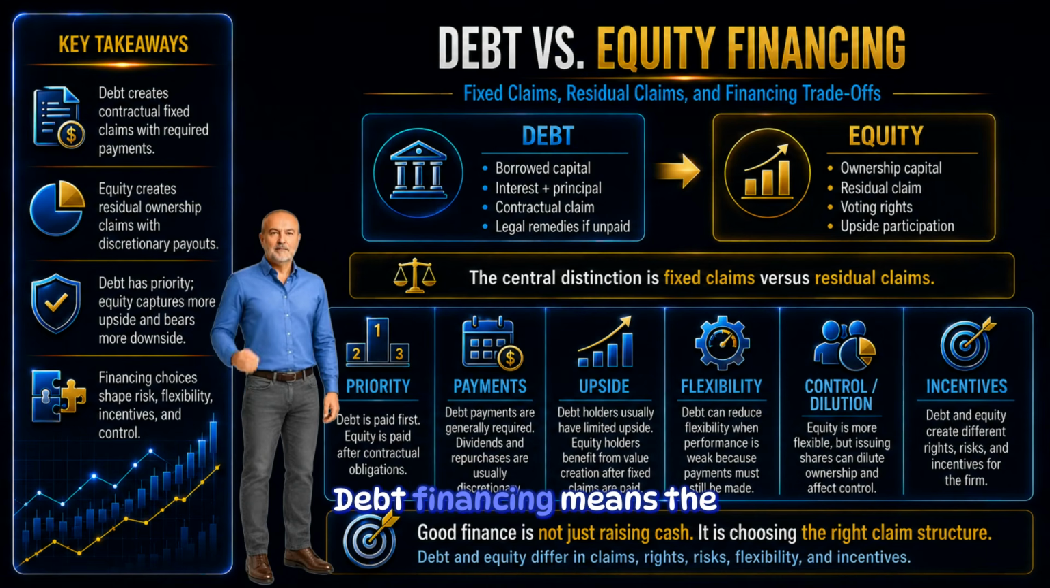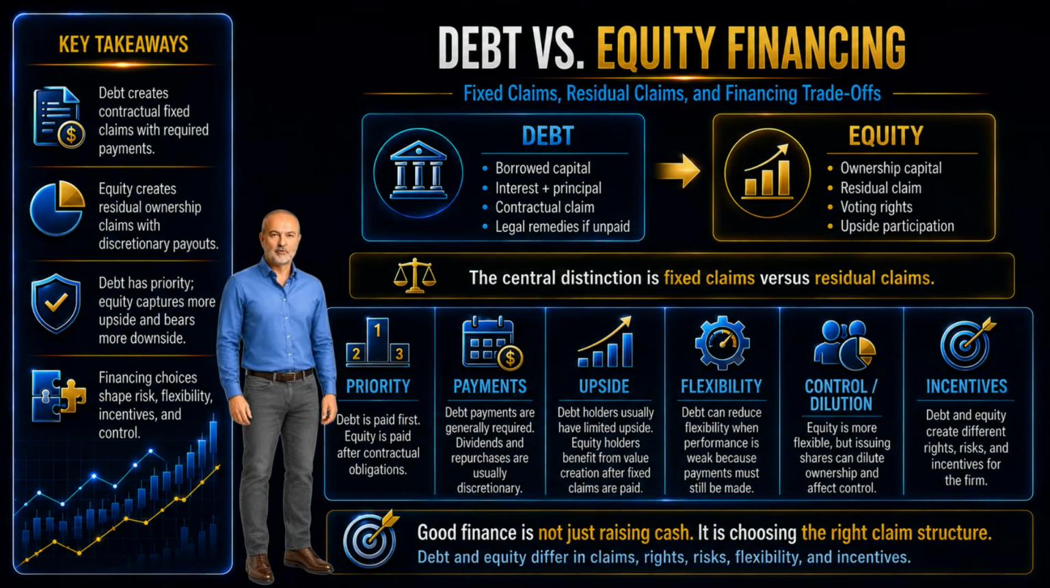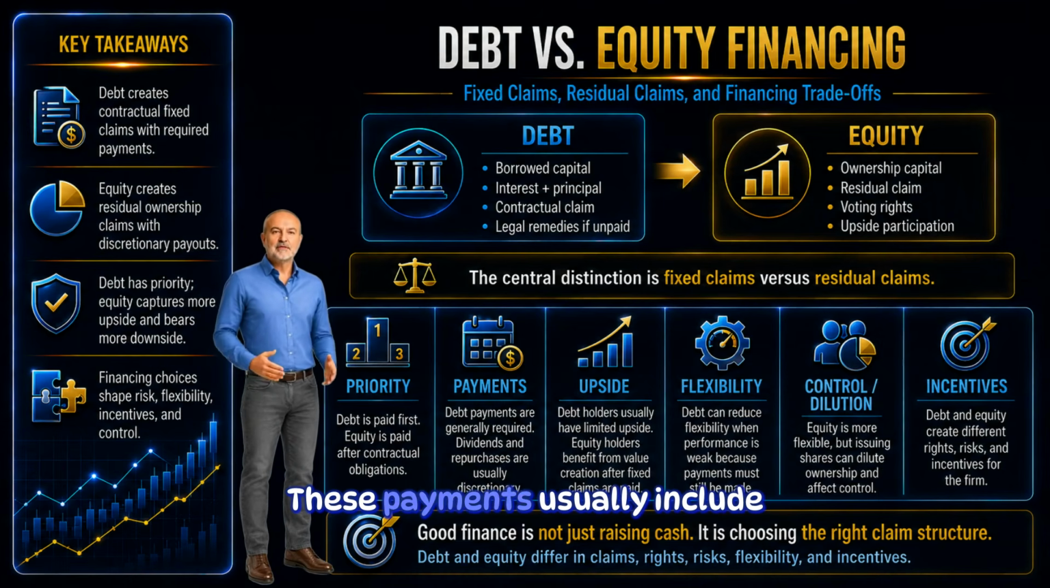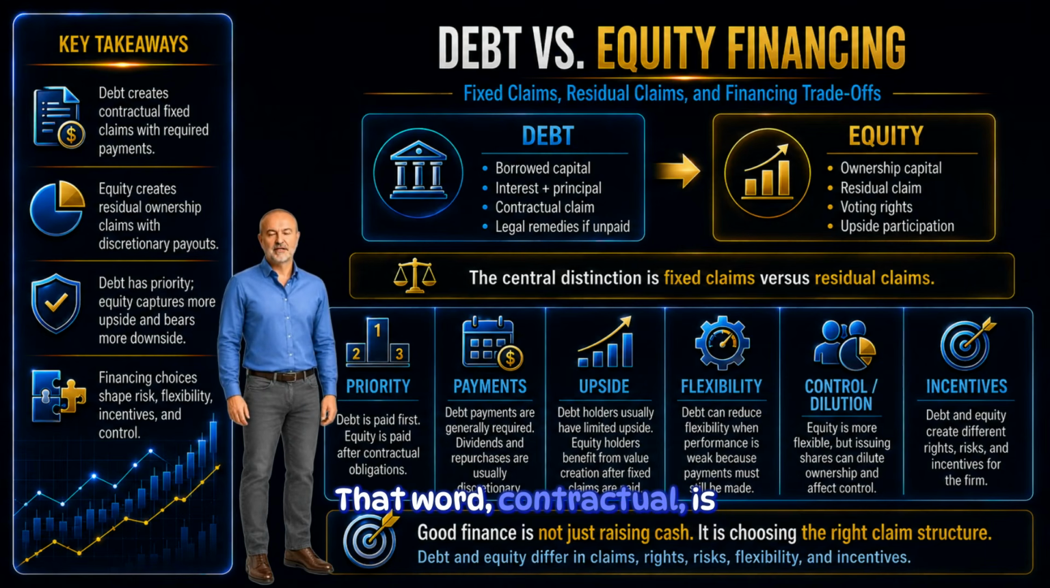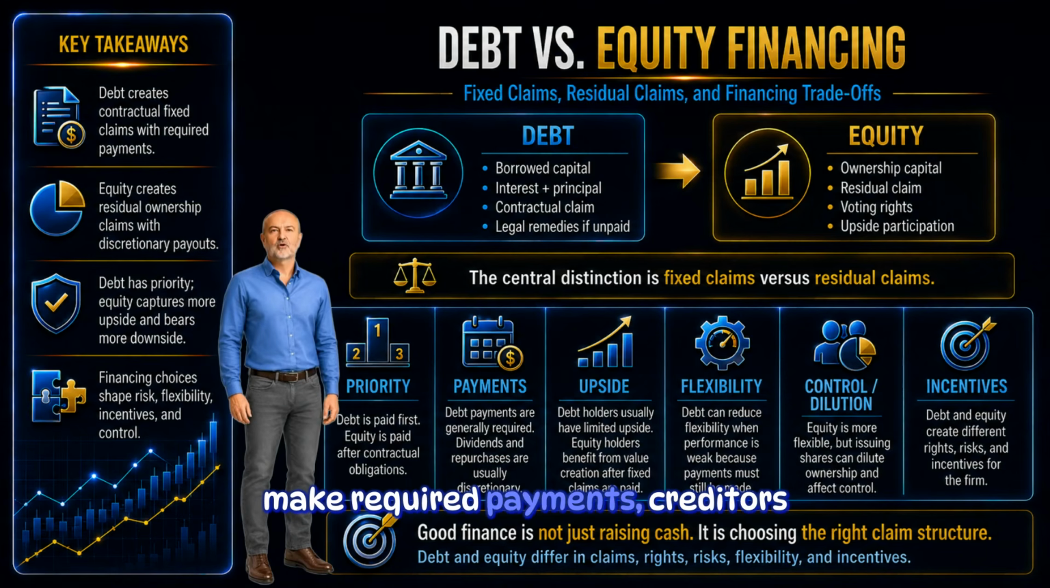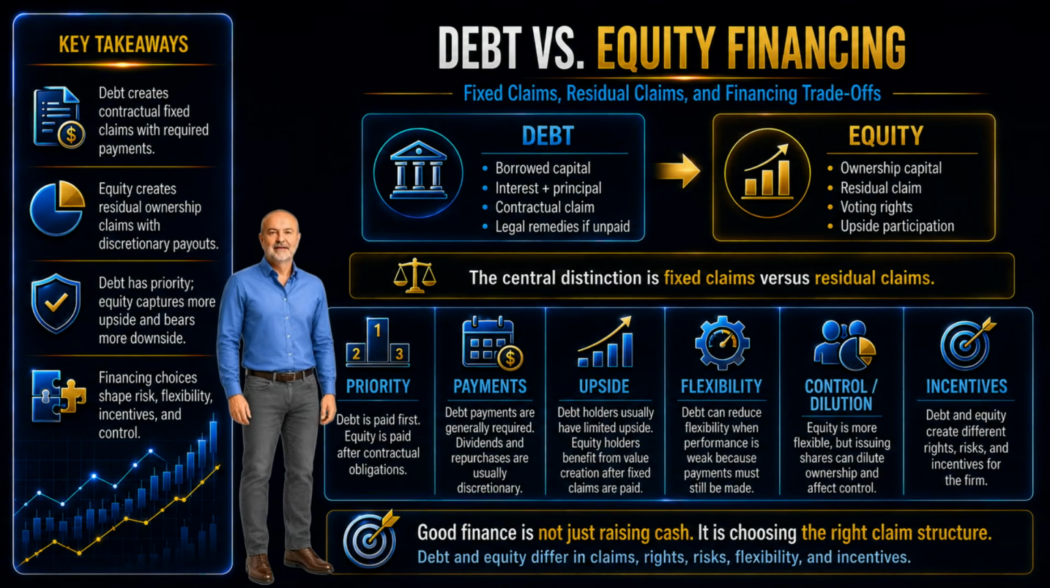Debt financing means the firm raises capital by promising fixed or scheduled payments to lenders. These payments usually include interest and principal. Debt holders have a contractual claim against the firm. That word, contractual, is very important. If the firm cannot make required payments, creditors may have legal remedies. They may renegotiate the terms of the loan. They may restrict the firm's actions.